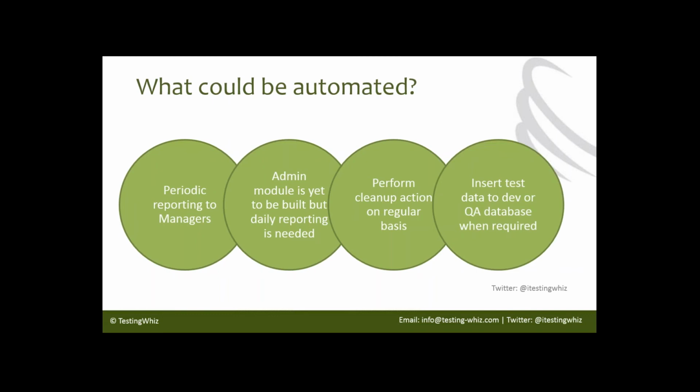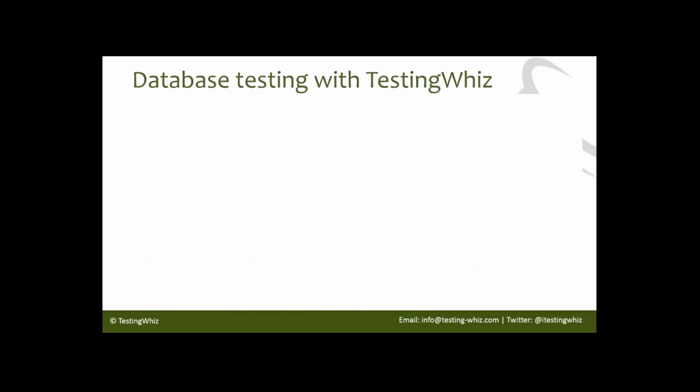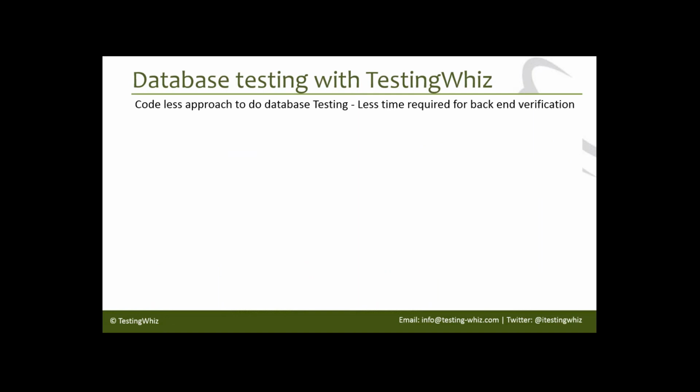At times, the QA team might want to reproduce some issues and would like to dump a lot of data. So you would like to insert, say, 1,000,000 records in your QA instance. It could easily be done with the help of a test script running on tools like TestingWhiz, and you could automate that process. So a variety of jobs can be performed with the help of smart automation testing strategy tools.